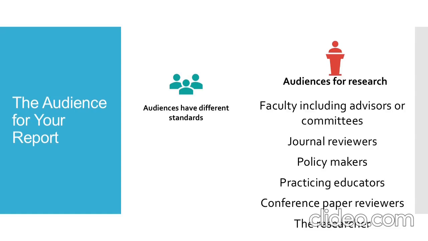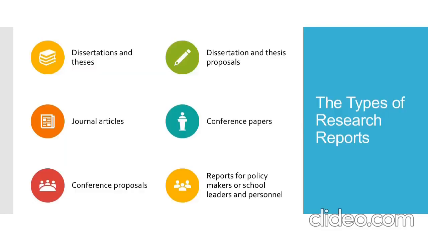Audiences include faculty advisors, journal reviewers, policy makers, practicing educators in the field, conference paper reviewers, and fellow researchers. Each audience has its own rules and procedures which guide the standards they use in reviewing a given study. The next point is to identify the types of research reports. There are many formats for reporting research: journal articles, technical research reports, monographs or books, graduate theses, or dissertations.